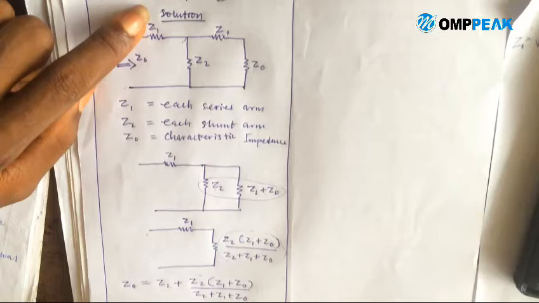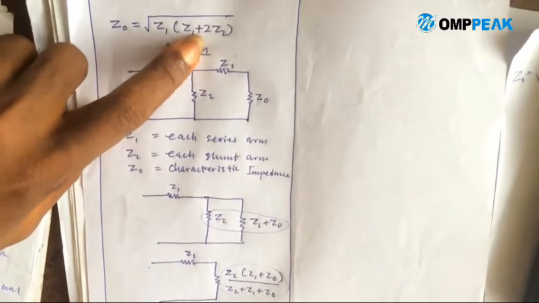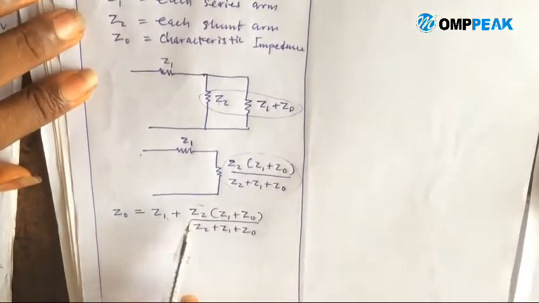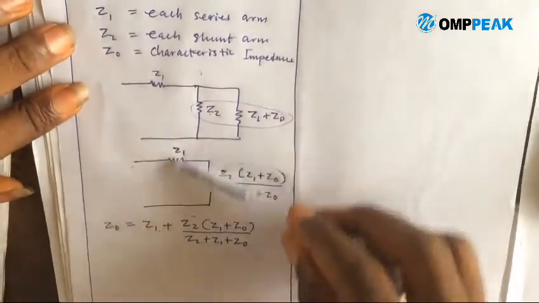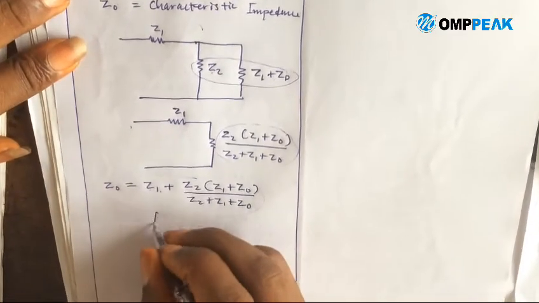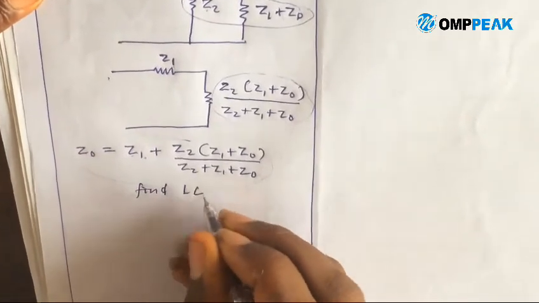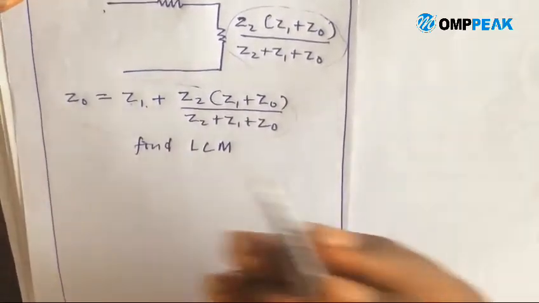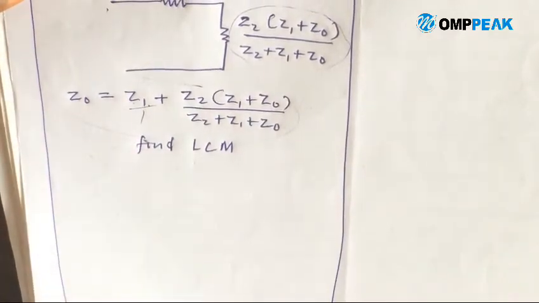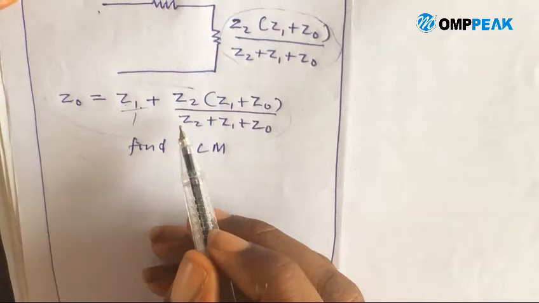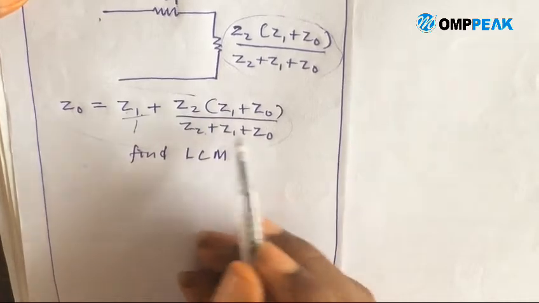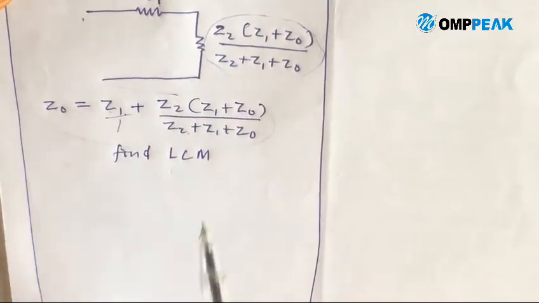So we are using this equation to prove this formula. We said earlier Z0 equal to root Z1 (Z1 plus 2Z2). That is characteristic impedance. So we are using this one that we've obtained by this circuit. Now, let's find the LCM. You know, we said any whole number is over 1. Now this and this, this one multiplied by this will give us this. Definitely we are going to use this denominator as the LCM.